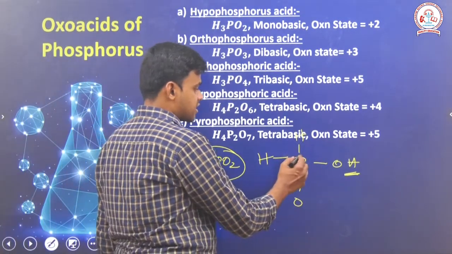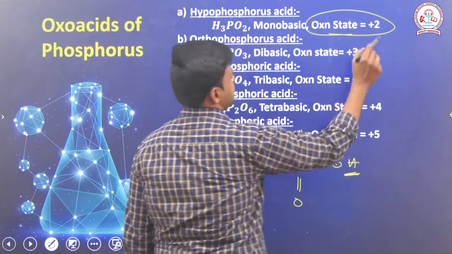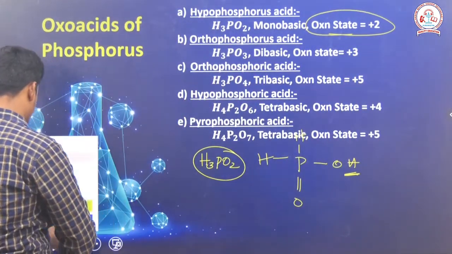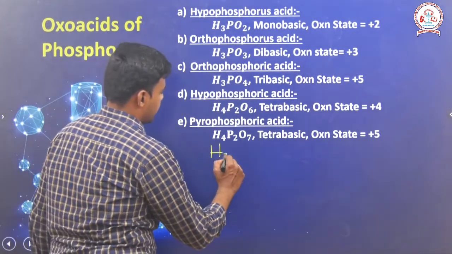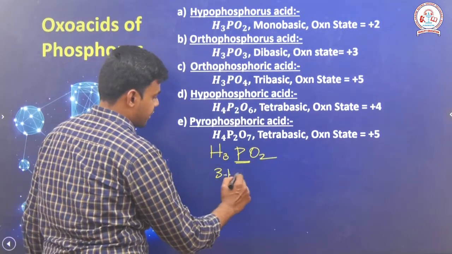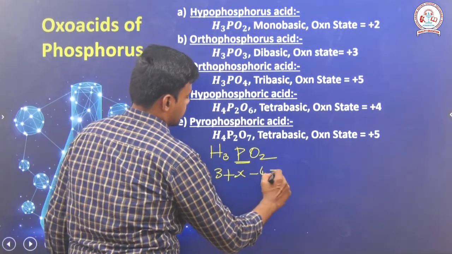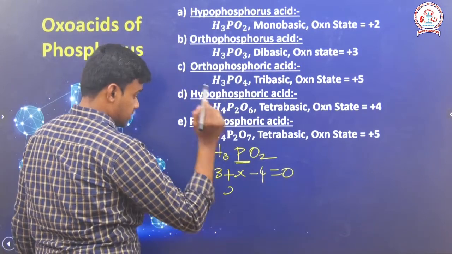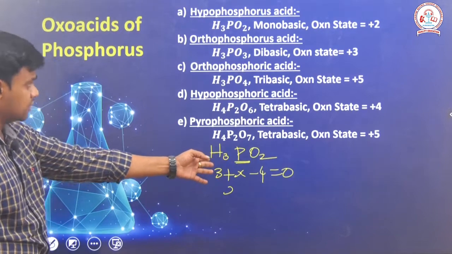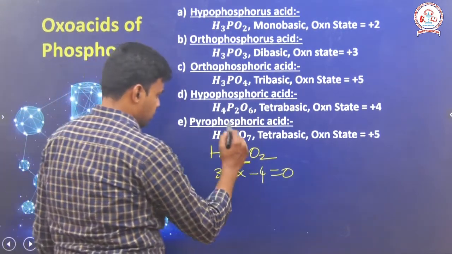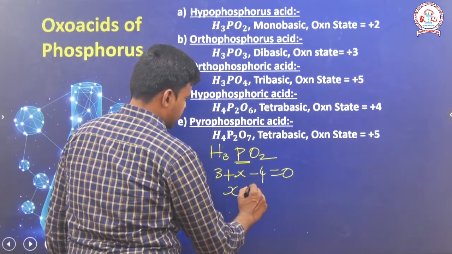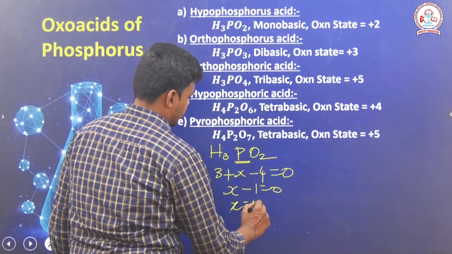And if you look at the oxidation state of the phosphorus, here the oxidation state is +1. See, it is quite easy to calculate the oxidation state over here. H3PO2, here X is the thing that you need to find. So 3 plus X minus 4 equal to 0, so X minus 1 equal to 0, X equal to 1. So that's it with this.